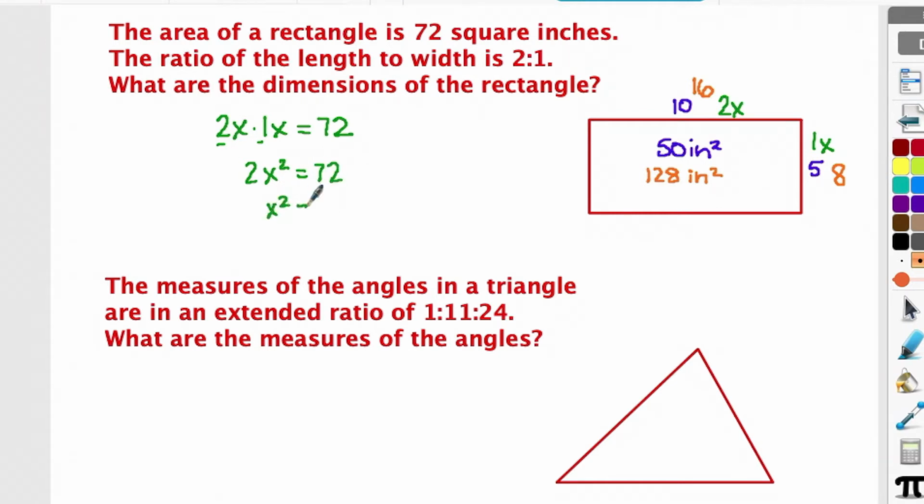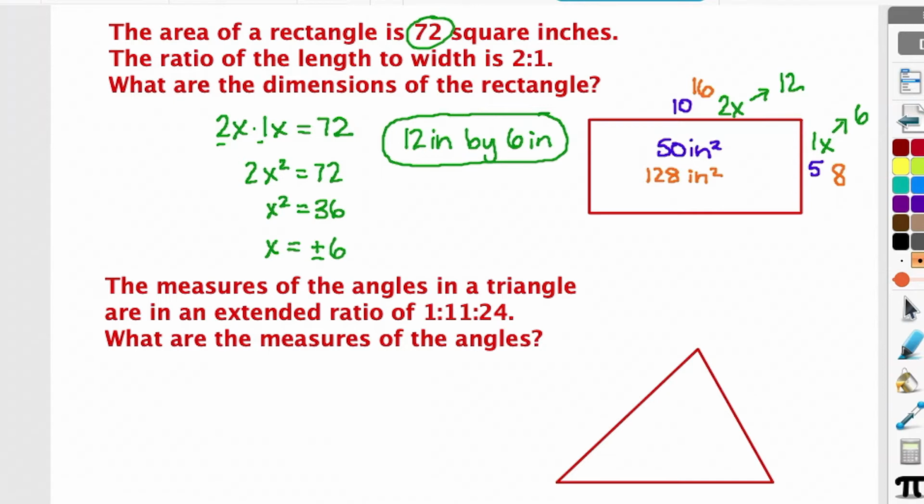Divide both sides by 2. Take a square root. And I get plus or minus 6. I'll use the positive version. That means that I'm going to take 2 times 6, which is 12, and 1 times 6, which is 6, and it turns out that 12 by 6 not only fits that 2 to 1 ratio, but 12 times 6 is 72 square units. So we don't have to guess and check if we play it smart.